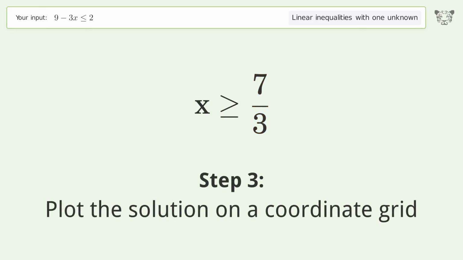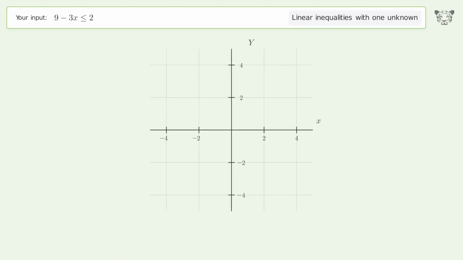Plot the solution on a coordinate grid. And so the final result is x equal or greater than 7 over 3 equal or greater than 21 over 3.